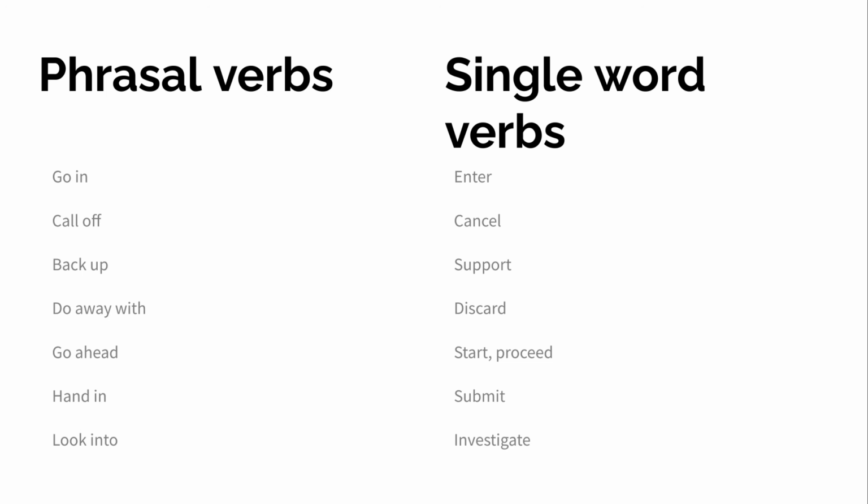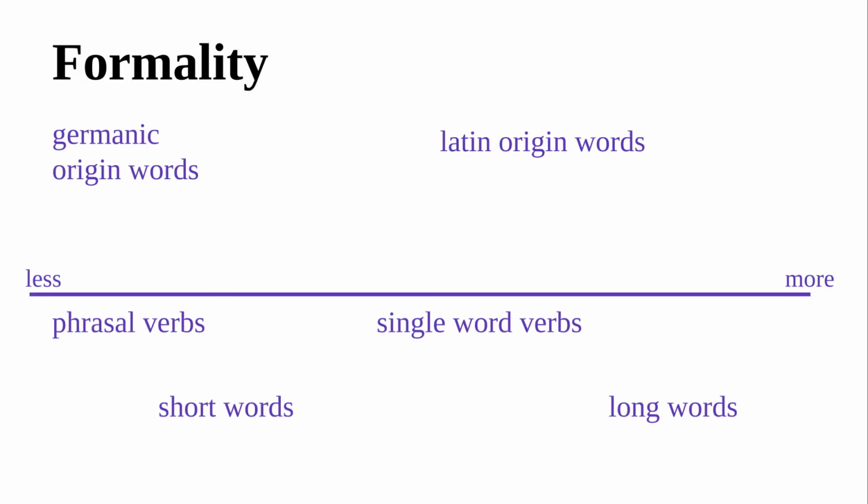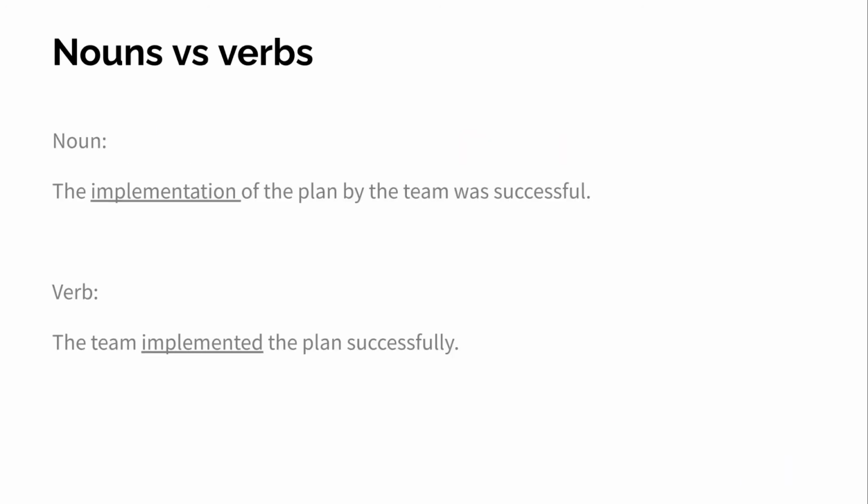What else affects the formality of your sentence? Whether or not you choose short words or long words affects the formality of your sentence. Whether or not you choose verbs or nouns. This is what we were just talking about with nominalizations. The first sentence has a nominalization. The implementation of the plan by the team was successful. The second sentence uses a verb. The team implemented the plan successfully.